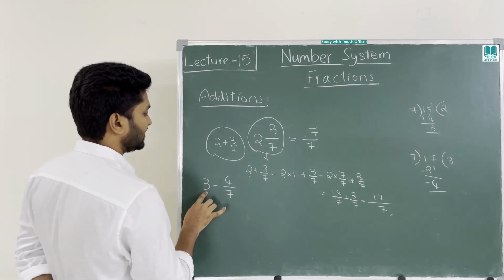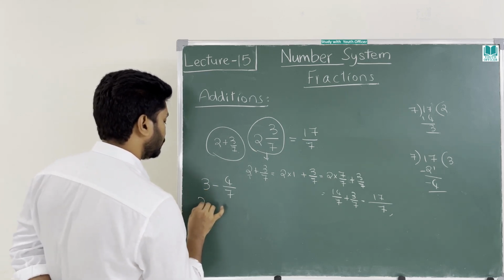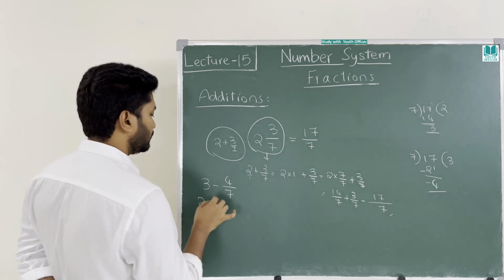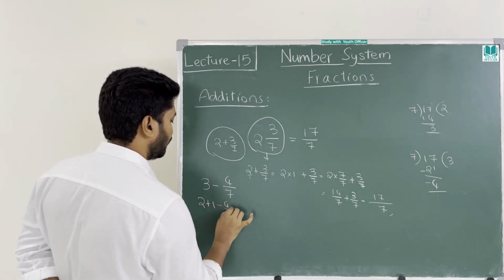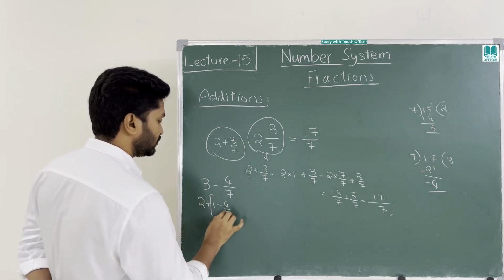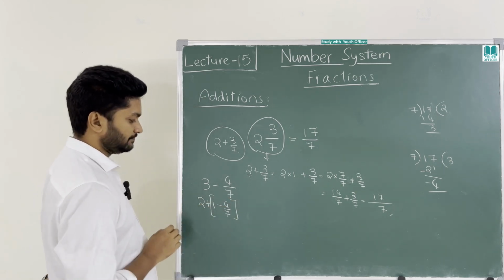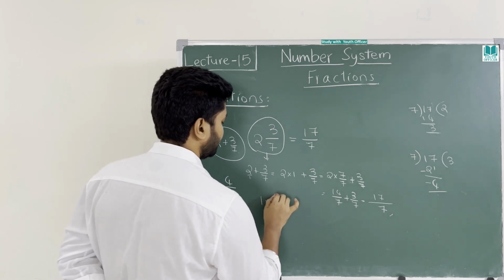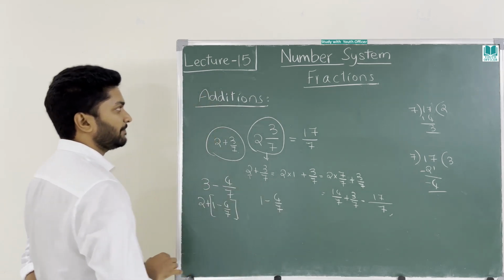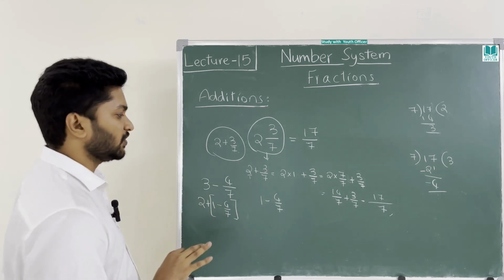You have to make a little adjustment here. Make 3 as 2 plus 1. We want to remove the negative remainder, so you write 4 by 7. These two you solve first: 1 minus 4 by 7. How do you do the subtraction? I am going to explain subtractions also now.